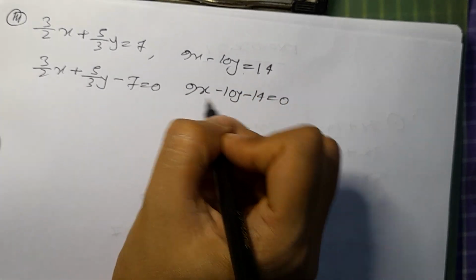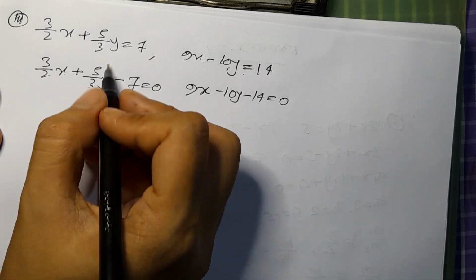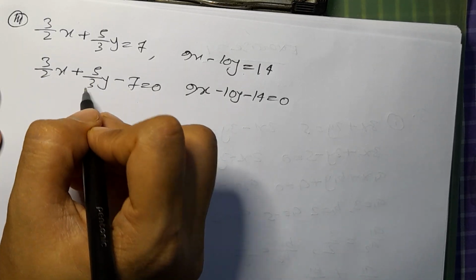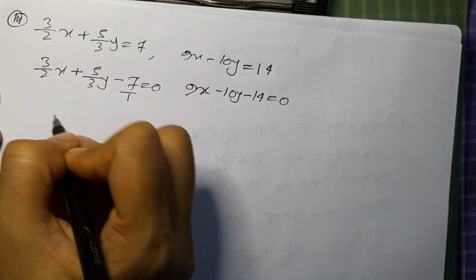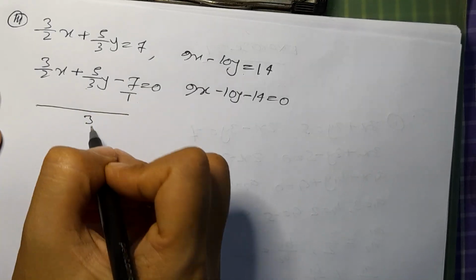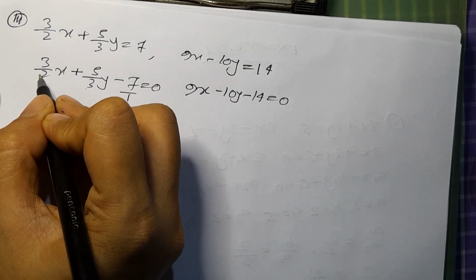Here there is a little bit of complication. Try to remove these fractions. Since some terms are fractions and some are not, make them all fractions and divide by the LCM. So the LCM will be 6. Divide 6 by 3, it will be 2.